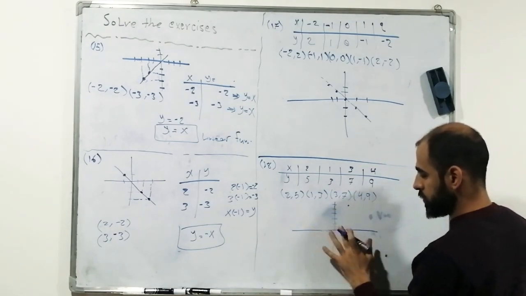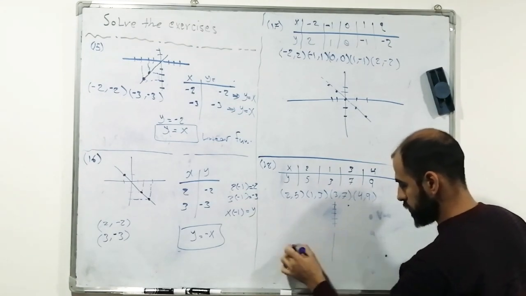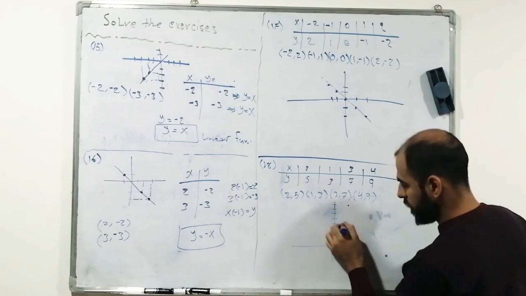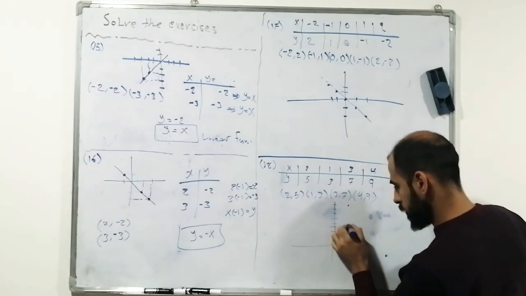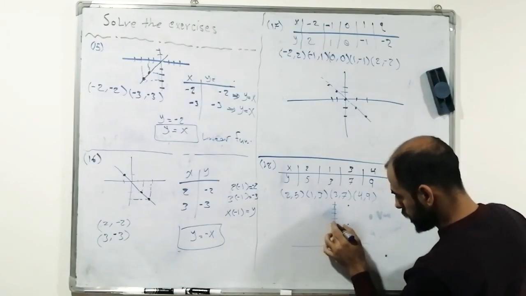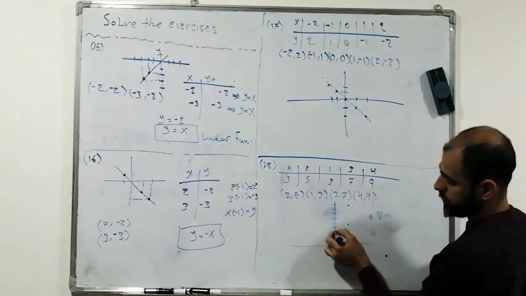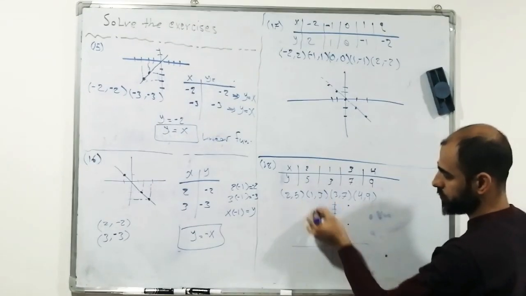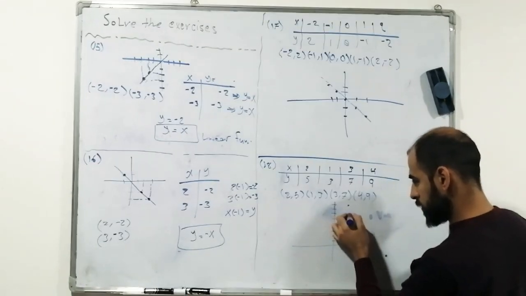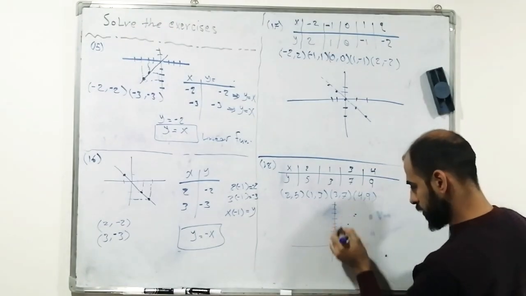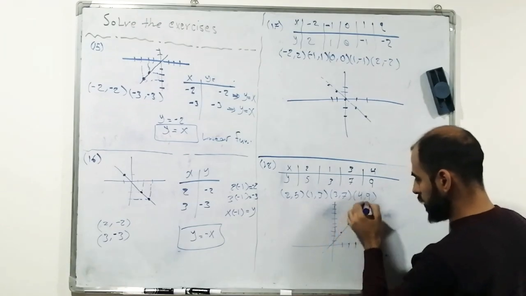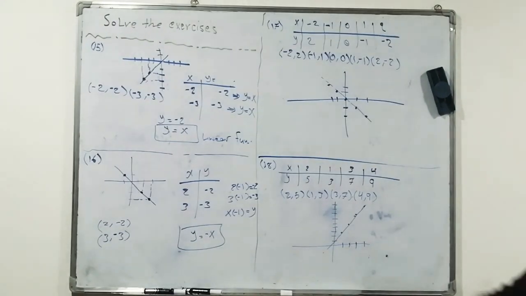Now, 2 with 5 and 1 with 3. This is the representation of the ordered pairs: 1 with 3 and 3 with 7, and 3 with 7 and 4 with 9. So this is the sketch of this function table.